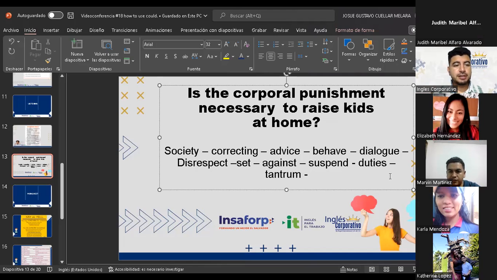Let's listen to Marvin and then Fabricio. Okay, Marvin. Okay, teacher. My answer is not necessary. Previously, the correct and authority of some parts for the dialogue. Okay, you consider the dialogue is really important, the communication, okay? To prevent these extreme cases. Okay, thank you. Fabricio, and then we go with Aneris.